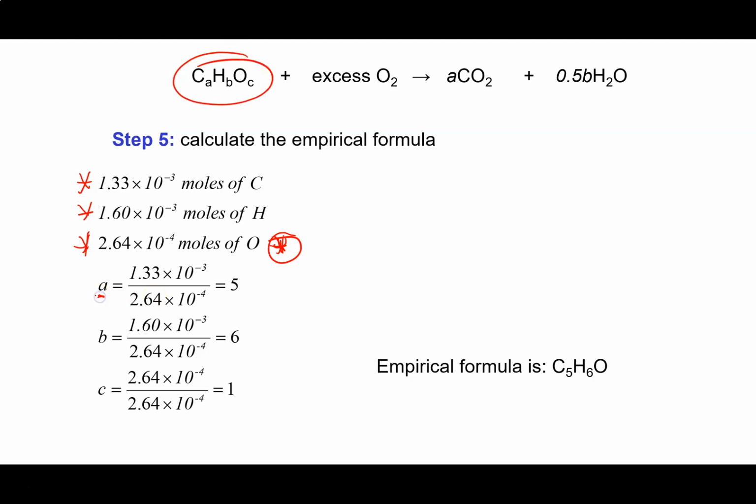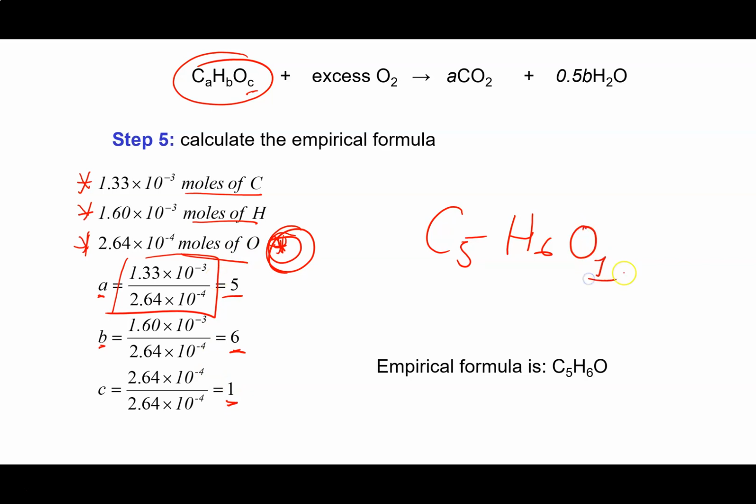So my coefficient for carbon is going to be my moles of carbon divided by my moles of oxygen. And there it is, that gives me 5 carbons. Then I'm going to do the same for hydrogen: my moles of hydrogen divided by my moles of oxygen, and sure enough, I get 6 hydrogens. And then finally, I'm going to figure out my coefficient for oxygen. I take my moles of oxygen divided by my moles of oxygen, and obviously that gives me a 1. So there I go, I got my empirical formula.